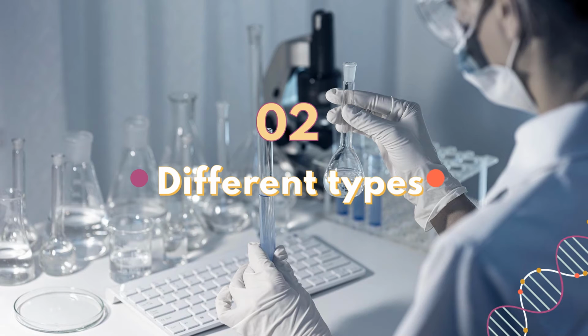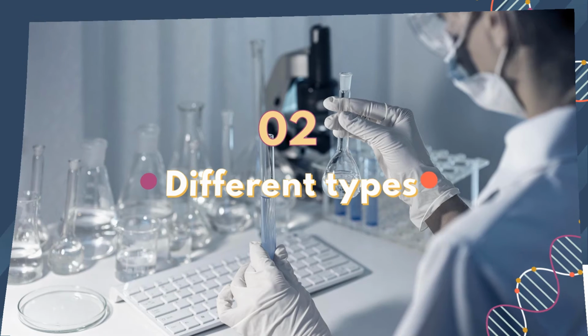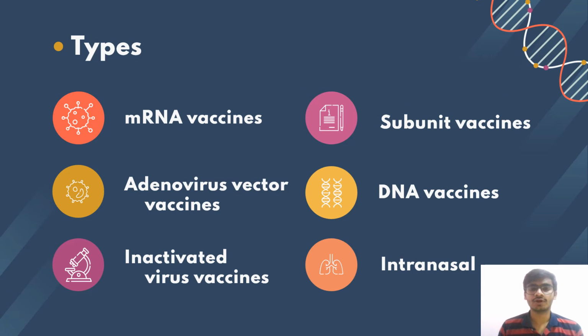Let's have a look at the different types of vaccines being manufactured. Here: mRNA vaccines, adenovirus vector vaccines, inactivated virus vaccines, subunit vaccines, DNA vaccines, and lastly, the intranasal vaccines.